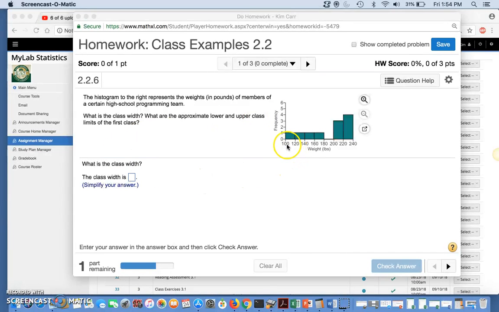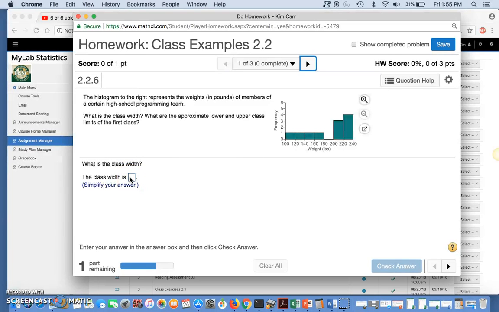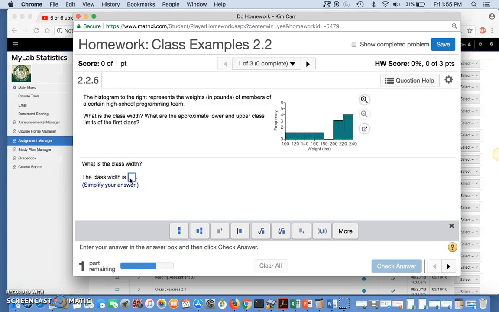Well, the class width, it looks like we're going from 100 to 120, 120 to 140. So I would say the class width is what? What's the difference in 100 and 120? 140 and 120, 160 and 140. Looks like it is 20.